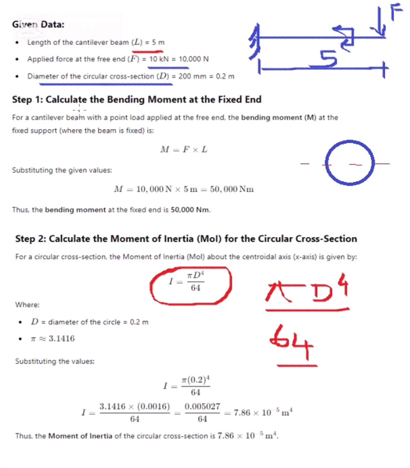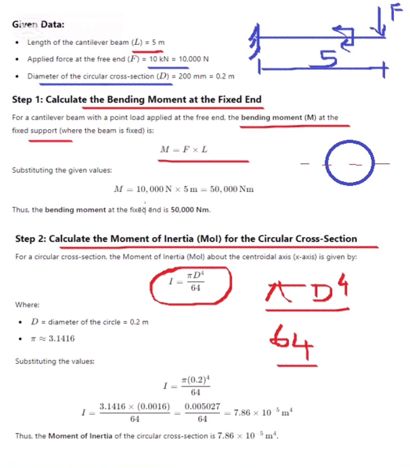So the steps, if you see: first, we need to calculate the bending moment at the fixed end. Second step is to calculate the moment of inertia of the circular cross section. Third step is to calculate the bending stress. So how to calculate the bending moment? We know for a cantilever beam with the point load F at the free end, the bending moment at the fixed end, that is where the beam is fixed, is M equal to F into L. So we substitute the given values, and we get the bending moment at the fixed end as 50,000 Newton meter.